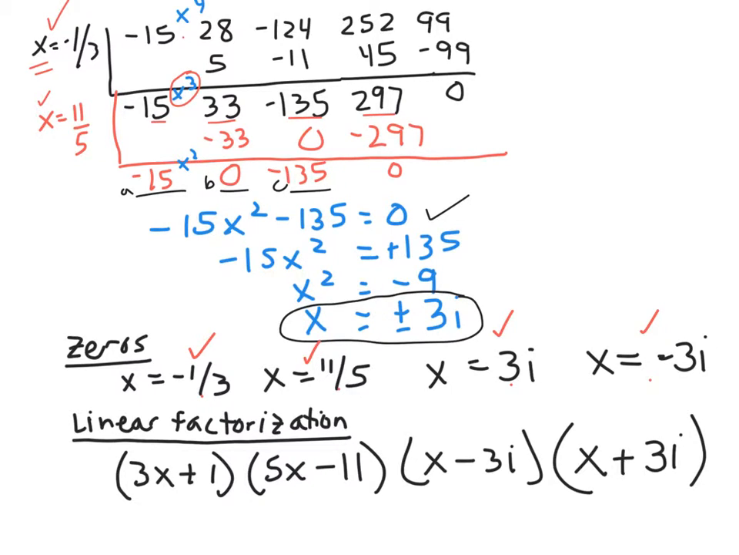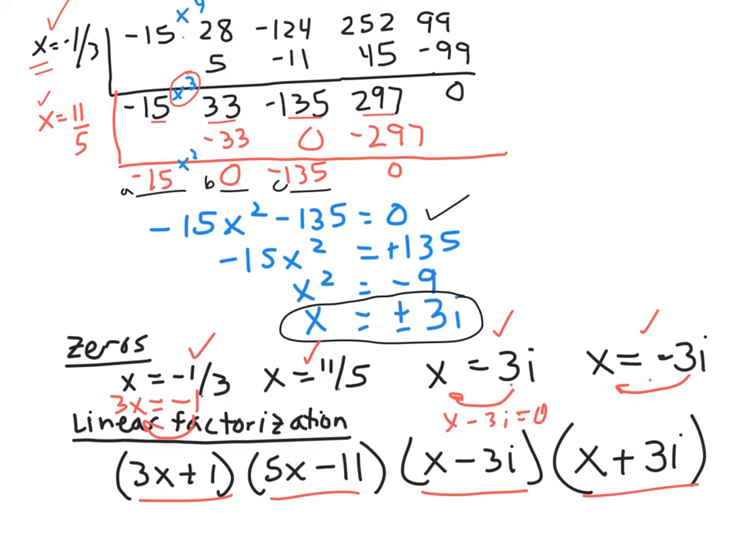Okay. I then turn those into factors. The first one I multiply both sides by 3 to make that 3x equal -1, and then I shifted the -1 over to make 3x plus 1. Similarly, I came up with 5x minus 11 for that factor. If x equals 3i, then x minus 3i, by moving that to the other side and setting it equal to 0, gives you the factor. And then similarly I shift that the other side and I get x plus 3i.